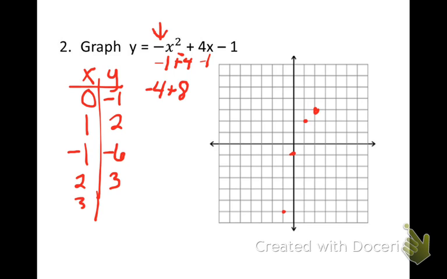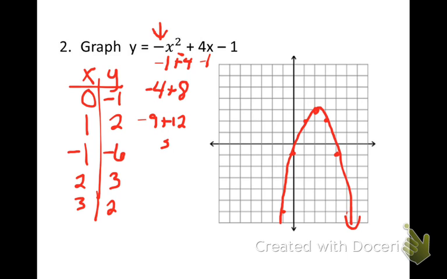If I put a 3 in, 3 squared is 9, so that's -9, plus 12. So negative 9 plus 12 would be 3, minus 1 would give me a 2. So 3, 2. So now I can see it is starting to turn. So I know then that, again, to match up with this point, I'm going to have a point right over here. To match up with this point, I'm going to have a point right over here, and I can now draw pretty much a nice curve.